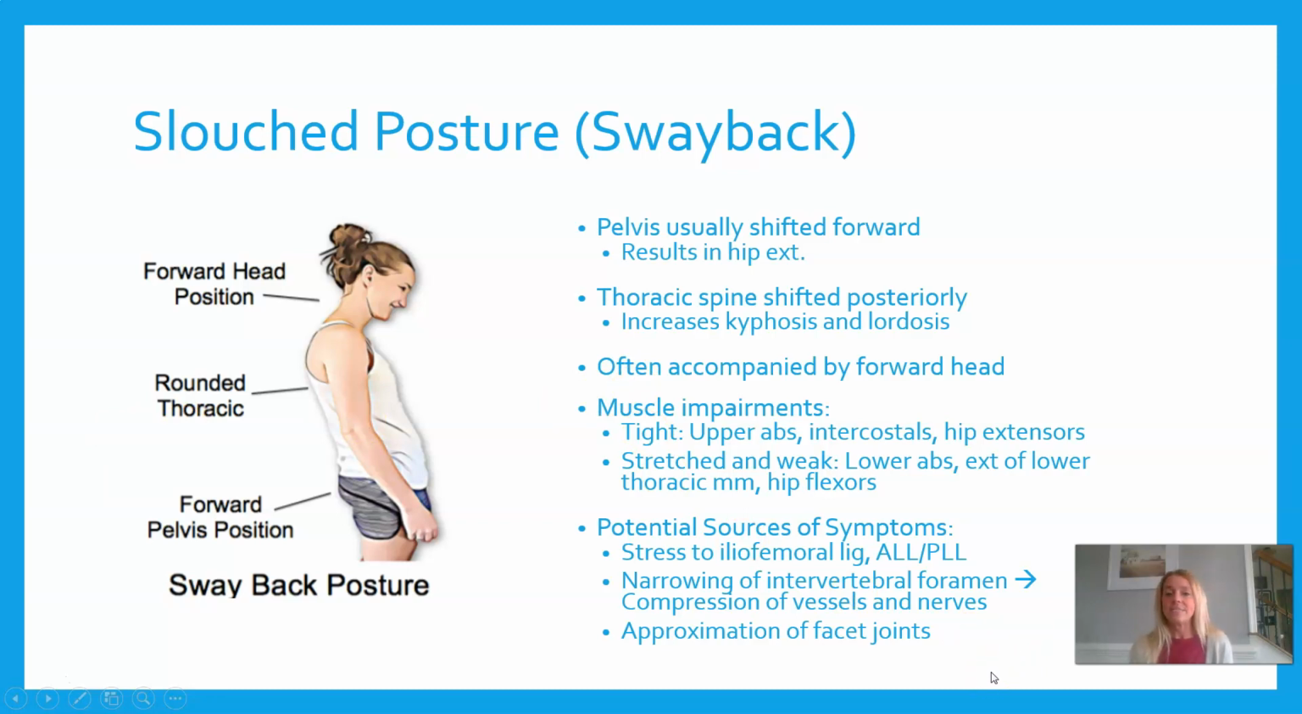Again, what we expect to see tight here are going to be the upper abdominal muscles, the intercostal muscles, and the hip extensor muscles. What is going to be stretched and then weak are going to be the lower abdominal muscles, the extenders of the lower thoracic spine, and hip flexors.